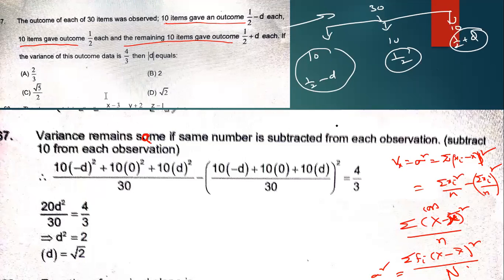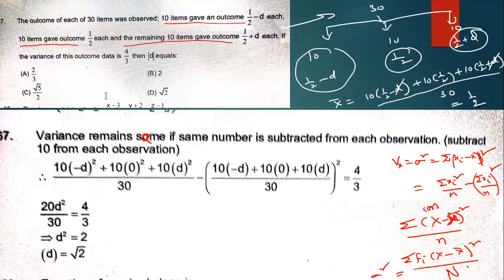So first of all, we have to find out the average. Dear students, what is the average? 10 into 1 by 2 minus d, plus 10 into 1 by 2, plus 10 into 1 by 2 plus d, whole divided by how much? 30. Please write that down. So how much is coming? The d terms cancel, and 1 by 2 is the common factor. Yes, the average is 1 by 2.